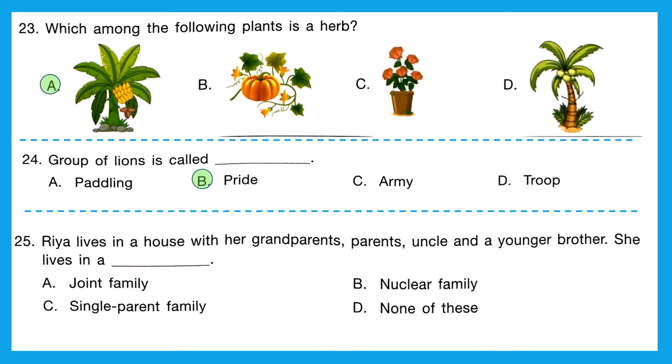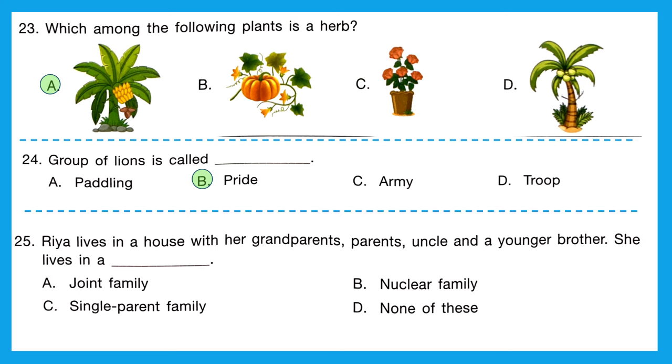Question 25. Rhea lives in a house with her grandparents, parents, uncle and a younger brother. She lives in a dash. So we need to find out what kind of family she lives in. Is it A, joint family, where everyone from the family or most of the people of the family lives together? Option B, nuclear family, where parents and children live together. C, single parents family, means any one of the parent and the kids stay. Or D, none of these.